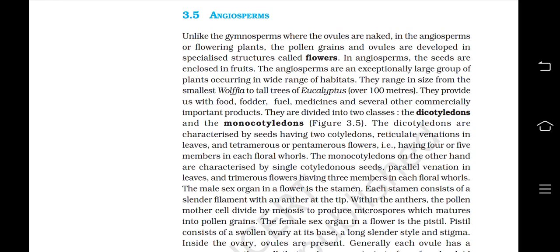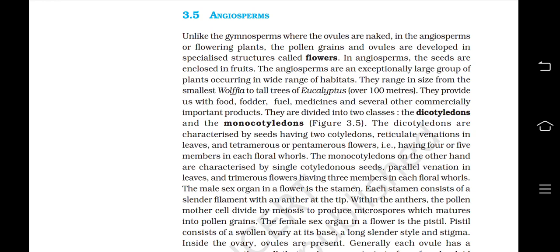This is the fourth part of chapter 3, Plant Kingdom, and we are starting off with the angiosperms. Unlike the gymnosperms where the ovules are naked, in the angiosperms or flowering plants, the pollen grains and ovules are developed in specialized structures called flowers. In angiosperms, the seeds are enclosed in fruits.